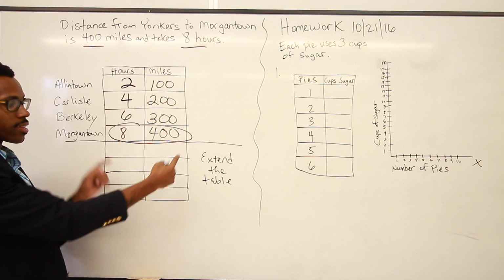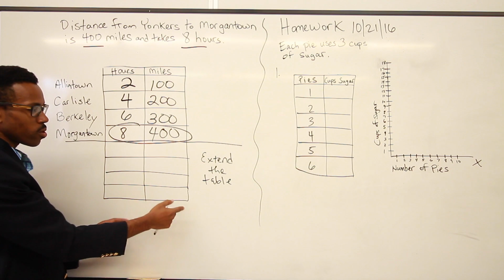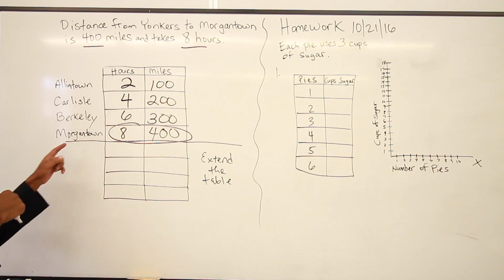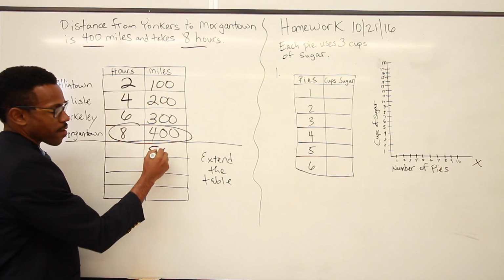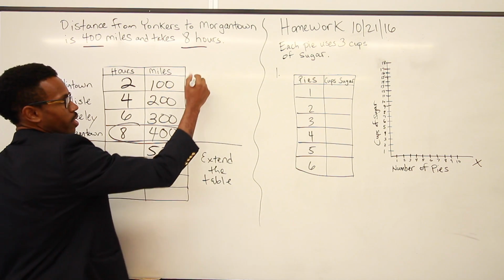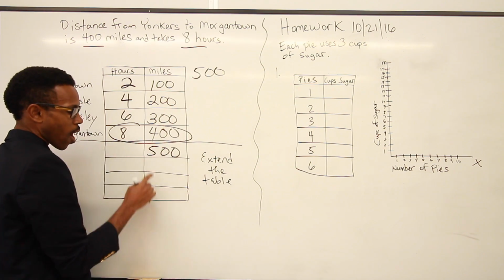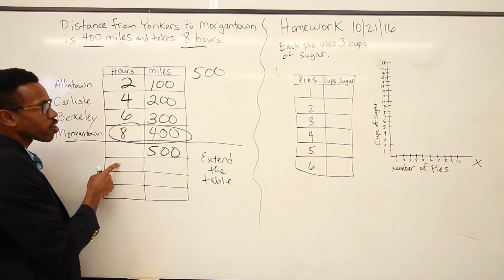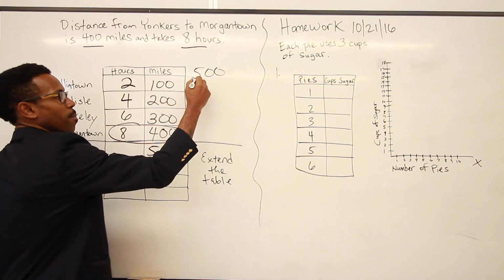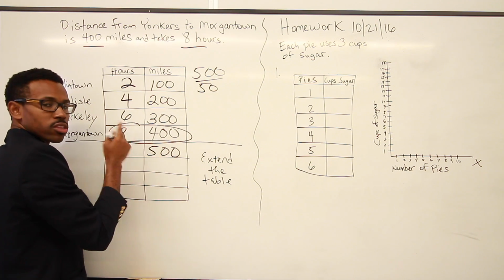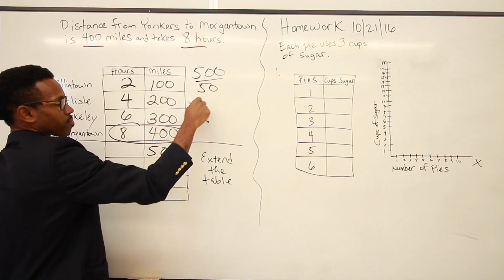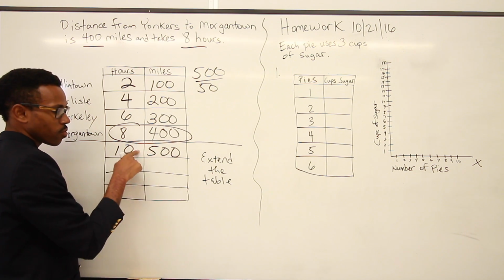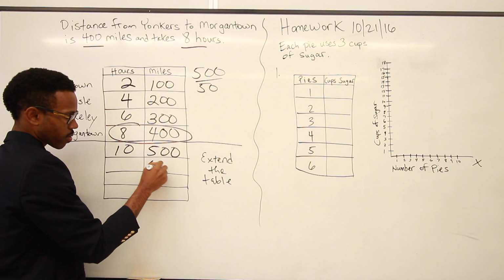We also in class extended the table to figure out what if we wanted to travel further. We wanted to travel past Morgantown, let's say 500 miles. No matter how big this number is, no matter how far the distance I want to travel, I'll always be able to determine how long it'll take in hours by simply dividing by the ratio value. 500 divided by 50 would have been 10, and so on.